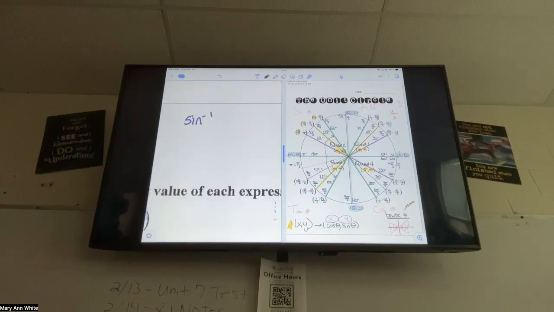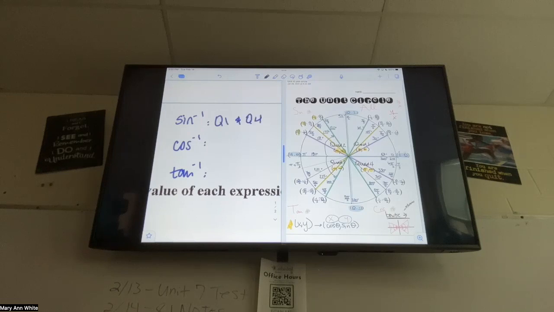inverse of sine, inverse of cos, inverse of tan. What quadrants can I find those? Or am I looking for inverse sine? Quad 1 and 4, good. What about cosine? 1 and 2. And what about tangent? 1 and 4. It's the same as sine.